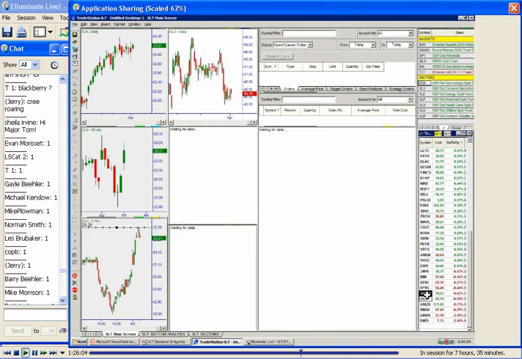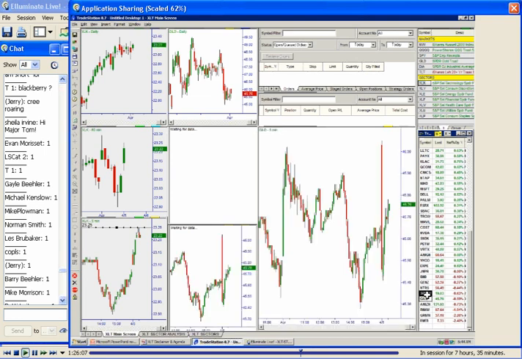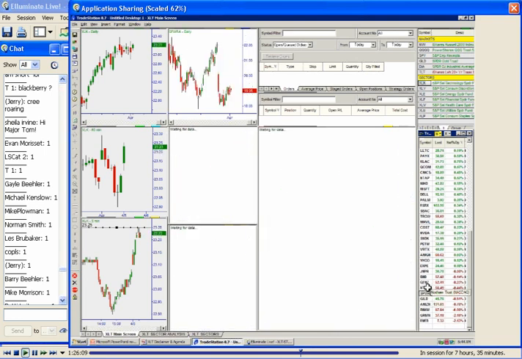Okay, I'm looking for other setups here as well. There's our 10 a.m. time period right there. Reports are being released right now.